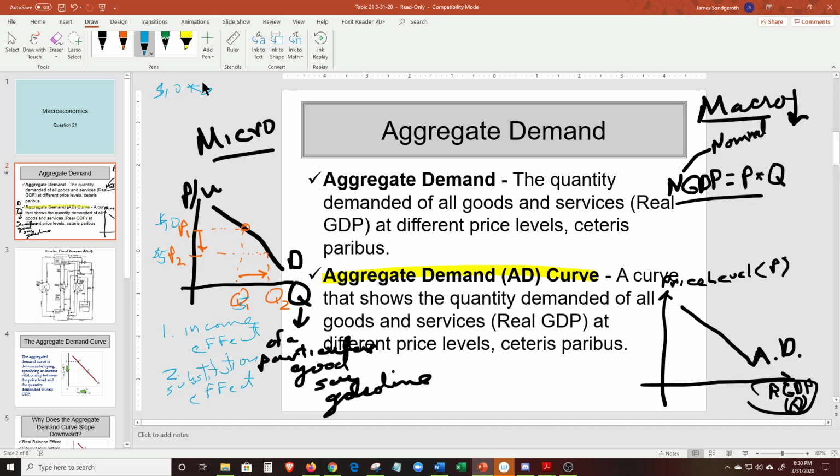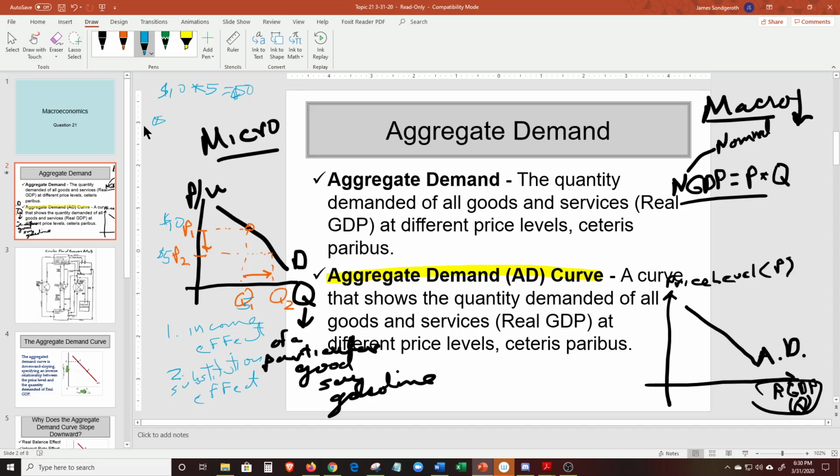Times 5 equals 50. But 5 times 5 equals 25. So basically, you could buy the same amount you were buying before, but at half the price, half the money. In other words, you'd have $25 left over.